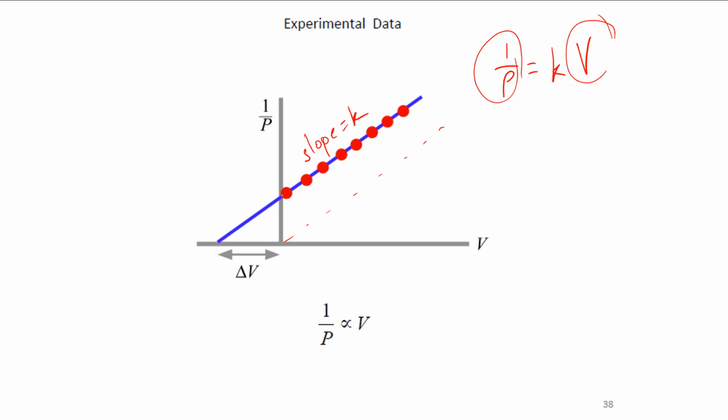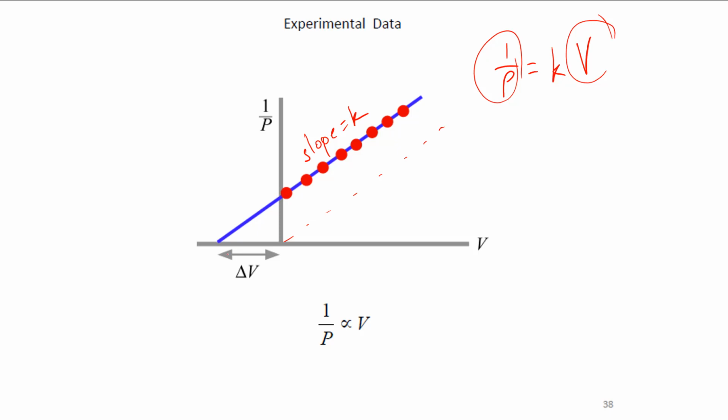However, our intercept should be 0, because at 0 volume, our pressure should go up to infinity, which means 1 over pressure should be 0. However, in this case, it looks like at 0 volume, we don't have an infinite pressure. So 1 over P is not 0.